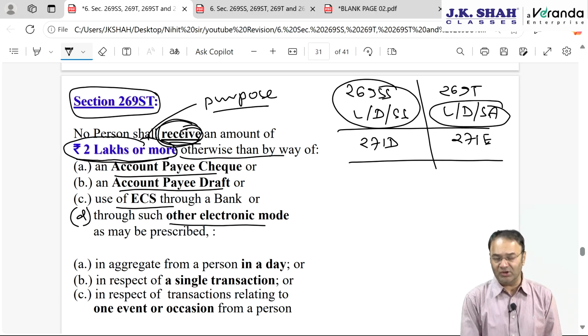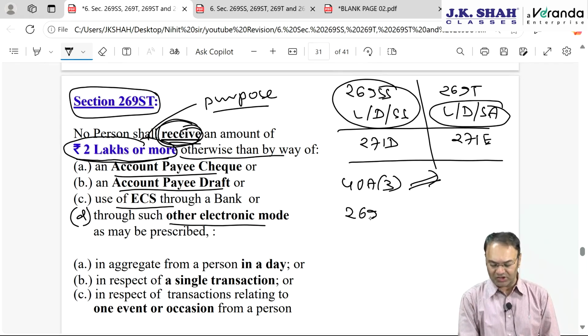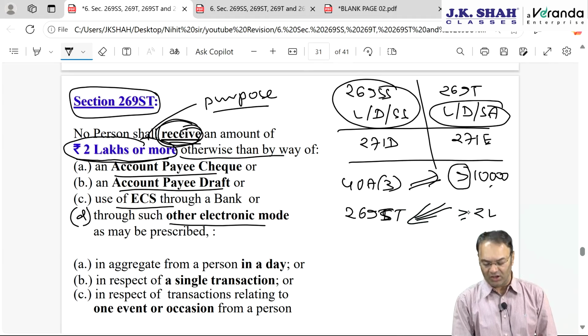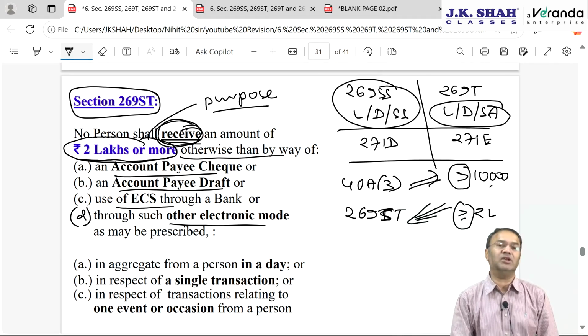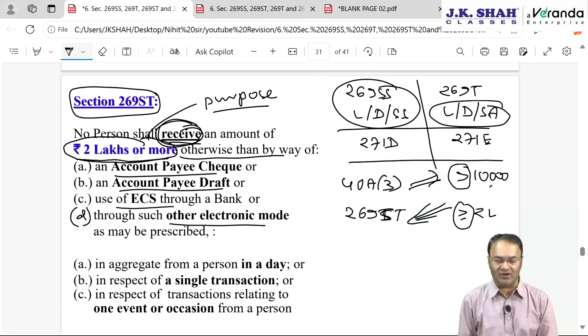Now, this is the limit. Unlike 40A(3), which was on outgoing cash, saying no person shall pay, this section 269ST is on incoming: no person shall receive. There the limit is more than 10,000. Here the limit is 2 lakh or more. There is a difference in the sign also. Greater than 10,000 means up to 10,000 is allowed. Here greater than or equal to 2 lakh means up to 1,99,999 is allowed. If it touches 2 lakh or exceeds 2 lakh, both cases are a violation.